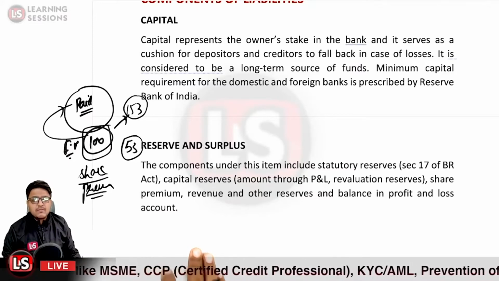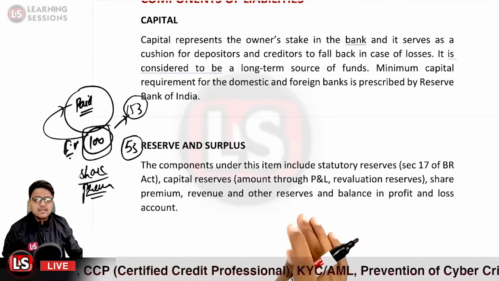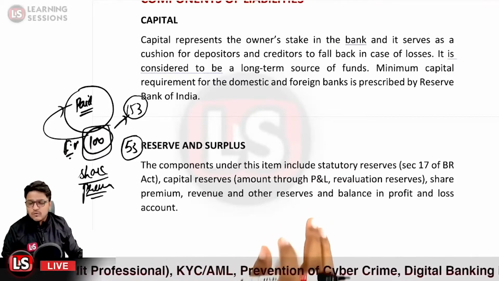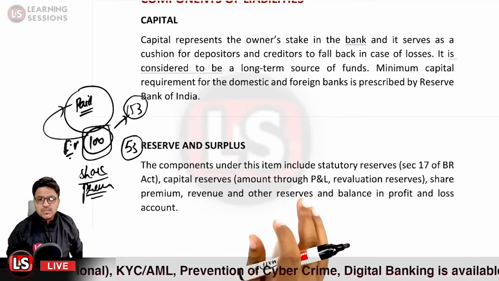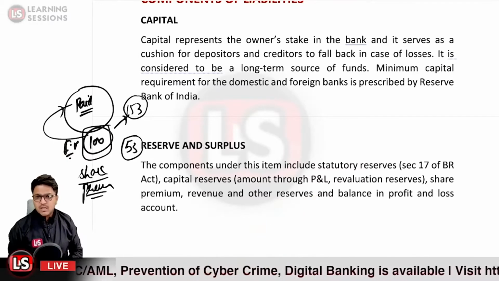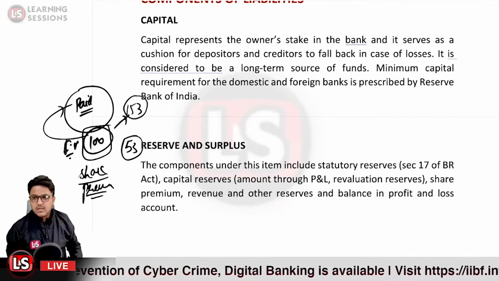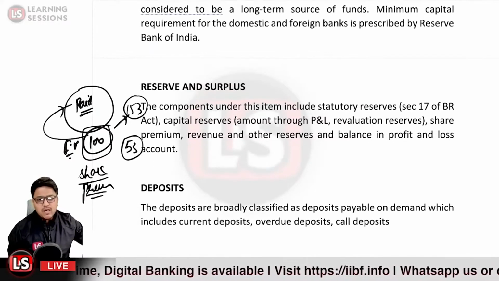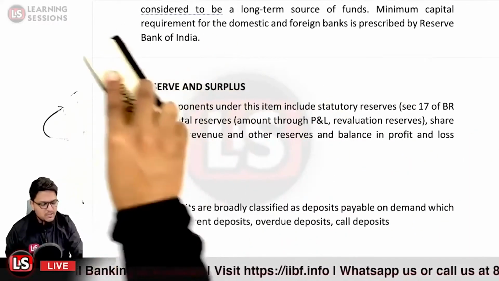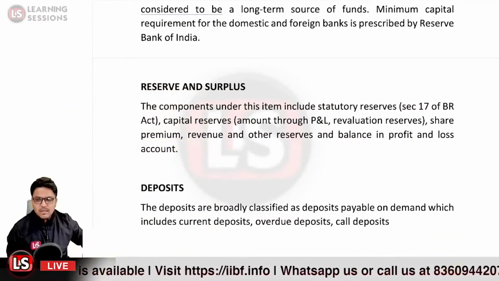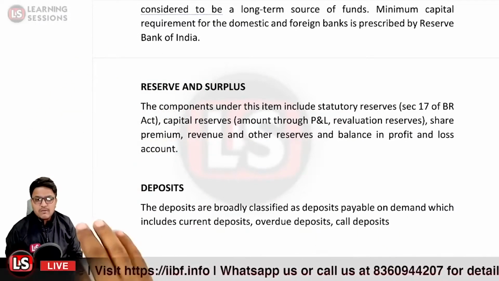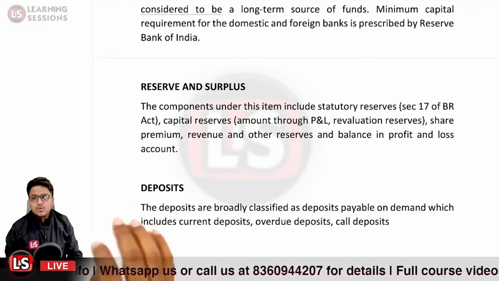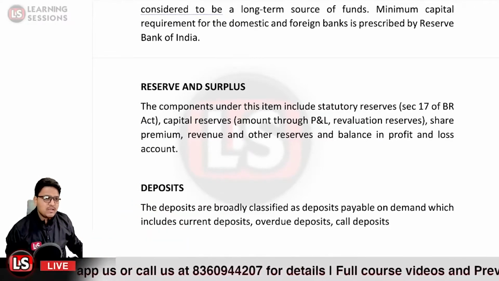And other than that, the revenue and other reserves and the balances in the profit and loss account also form the surpluses. Is that clear? So this is related to reserves and surplus. The next is deposits. Whatever amount has been deposited by the depositors, whether it is demand deposit, current accounts, saving fund deposits, or term deposits, those are related to the deposits over here, which is a liability.